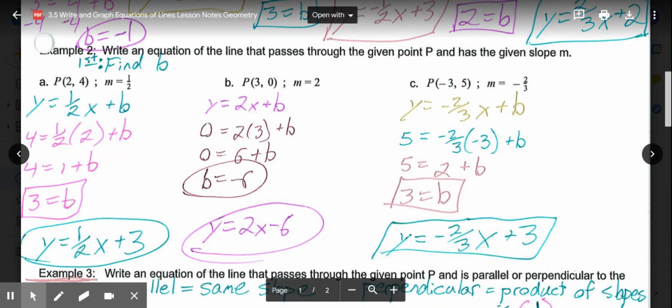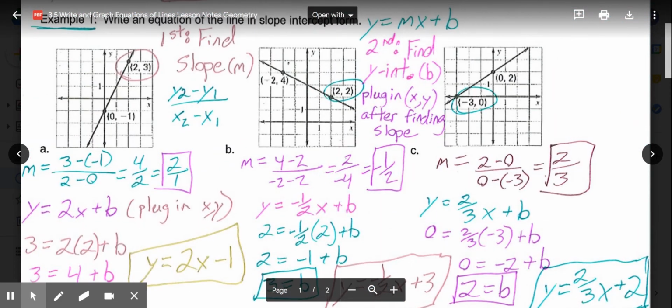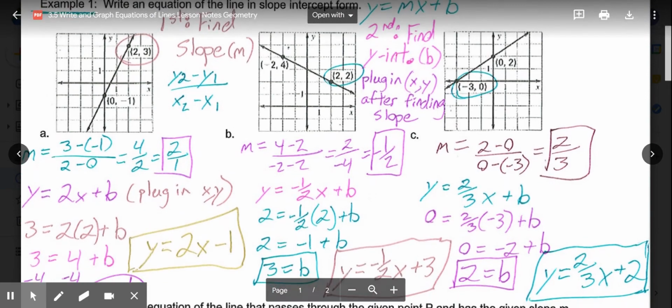So in this set, it's actually easier than it is with the graph. One less thing to worry about.